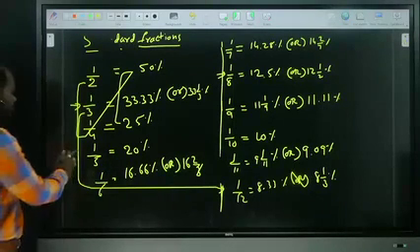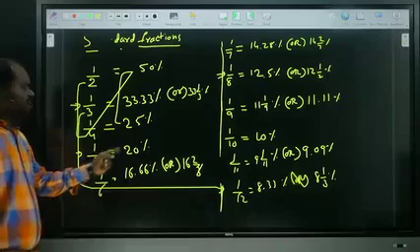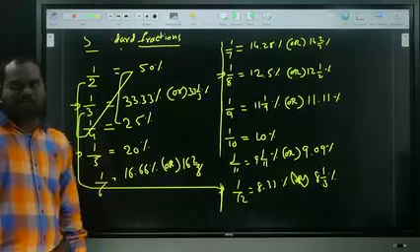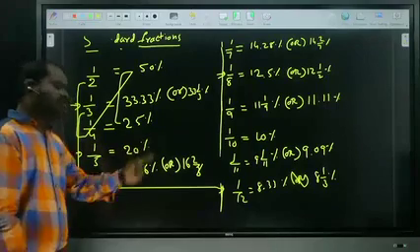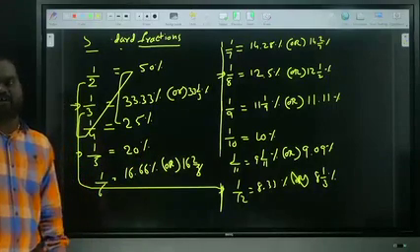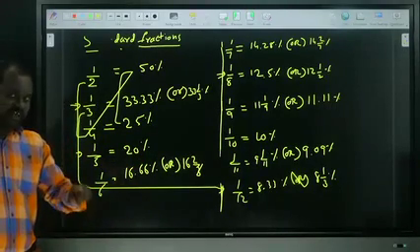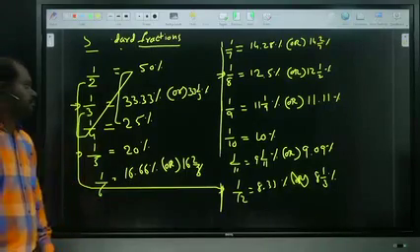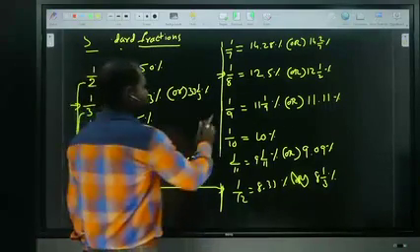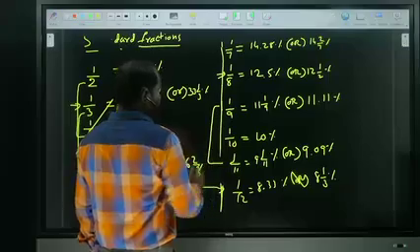Next, 1 by 5 is 20%, a round value. What is the double of 5? 10. If it is double, it will become half. What is the half of 20? 10 percent. 1 by 5 how much percent? 20. 1 by 10, 10 percent. Okay, right? Next, observe these two.